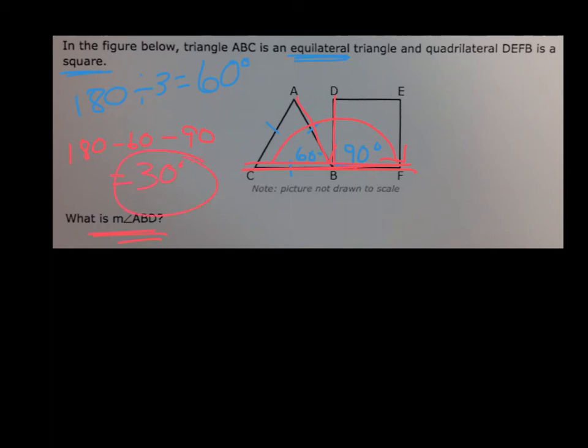Now, if I wanted to use algebra, I could have done something like 60 plus x plus 90 equals 180, and then you could solve it from there. That's still going to give me 30 degrees. Okay, one more question. I think I'm going pretty good, so let's move on.